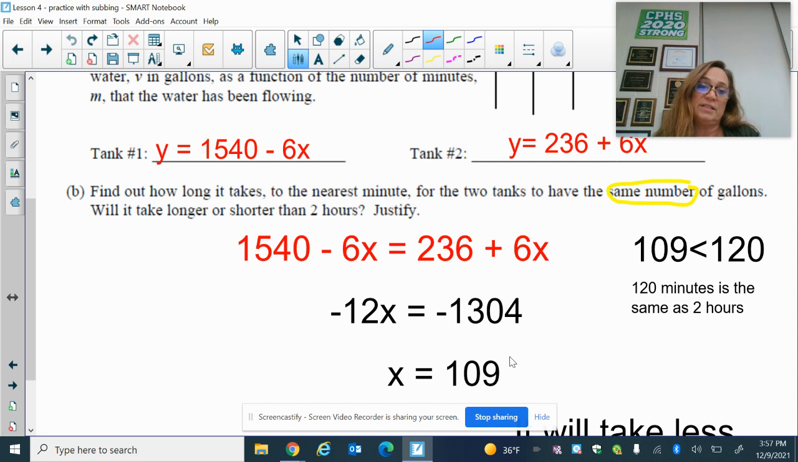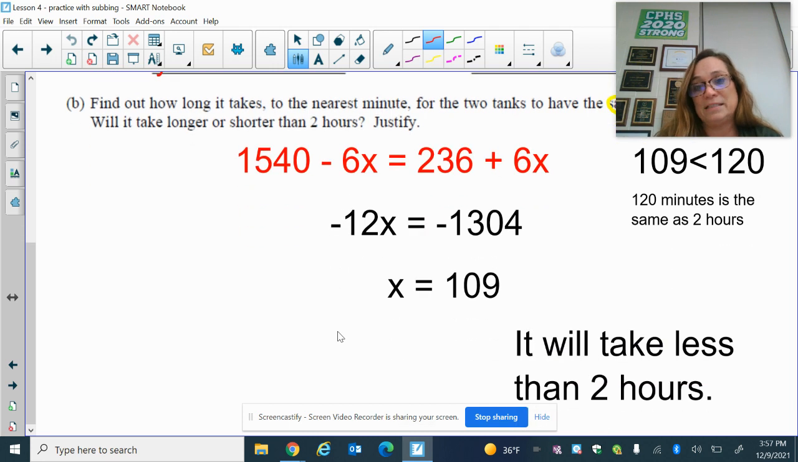So the next question says, will it take longer or shorter than 2 hours? So this comes back to our Unit 1 conversions. And 109 minutes is less than 2 hours because 2 hours would be 120 minutes. So I want to say it will take less than 2 hours.